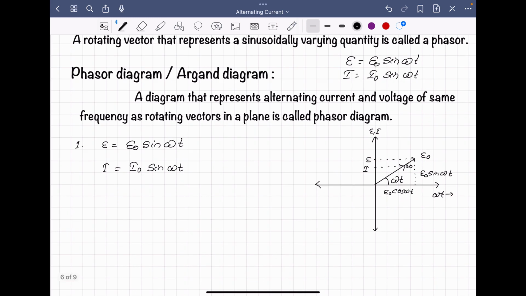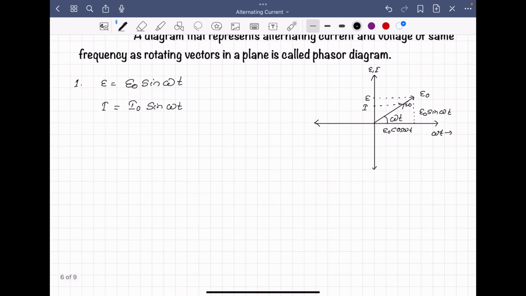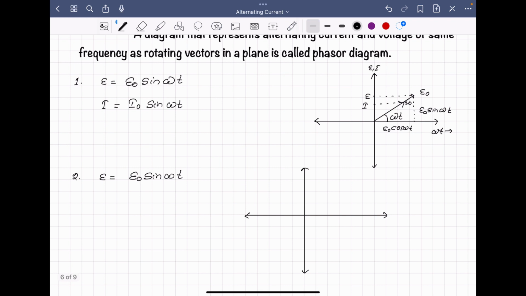Then if we have a different phase, let us take another example. E can be written as E naught sin omega t. Then how do you draw this? Along the x-axis we have omega t, and along the y-axis we have both E and I. To draw E equal to E naught sin omega t as a phasor, we draw a vector like this. This is our E naught, this point is our E, and this is the angle omega t.